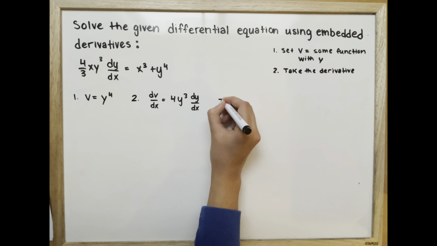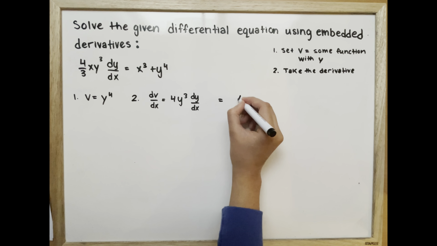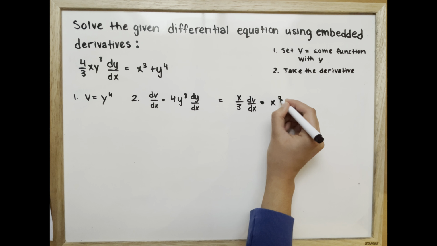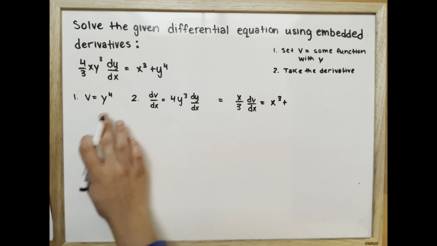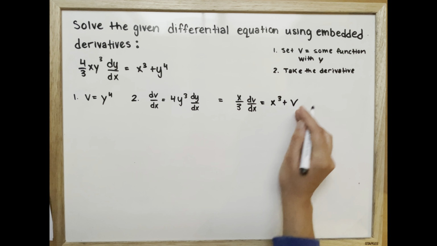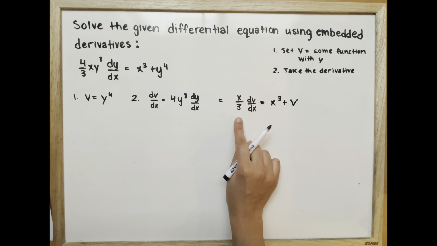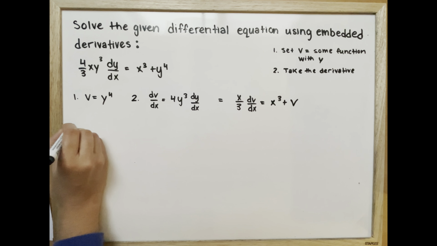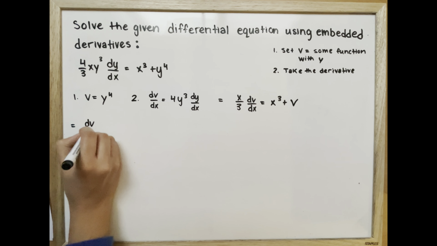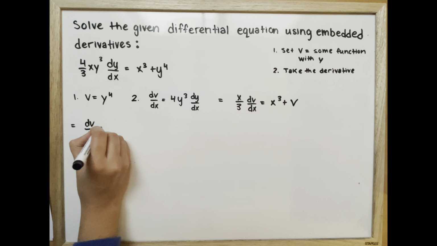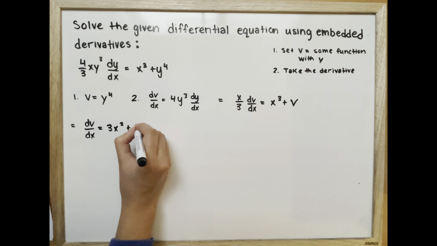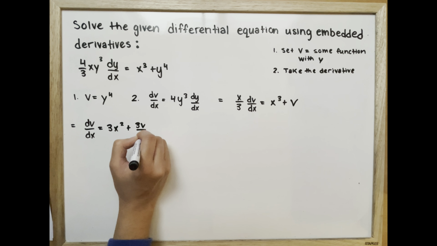So this is going to get simplified further, and we're going to be left with (x/3) dv over dx, which is equal to x cubed plus y to the power of 4, which we're just going to set as v. So next we're going to simplify this even further by taking the x divided by 3 and dividing it into the other terms. So we're going to be left with dv over dx is equal to 3x squared plus 3v divided by x.